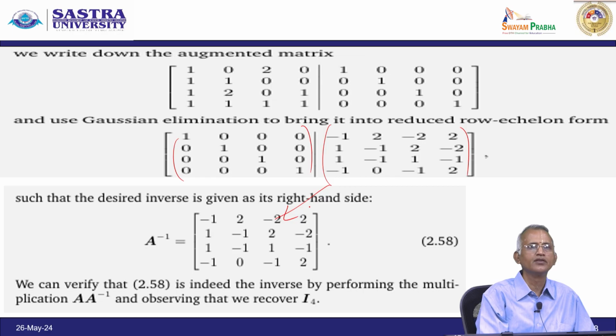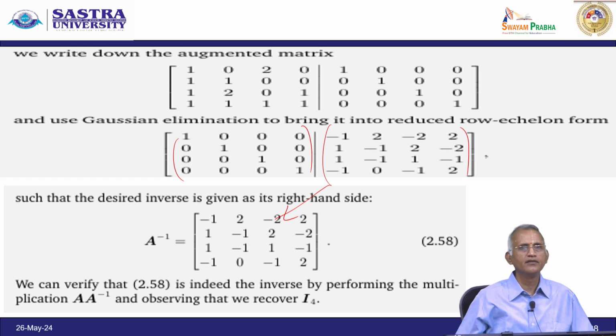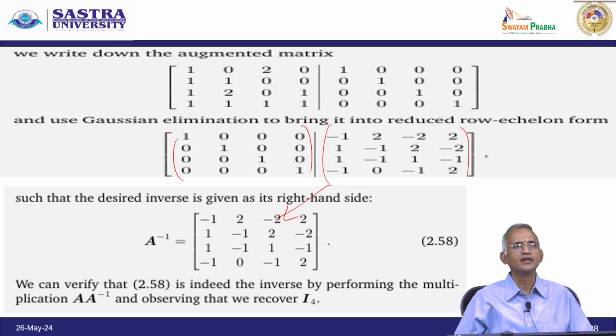So, A inverse equals minus 1 2 minus 2 2, 1 minus 1 2 minus 2, 1 minus 1 1 minus 1, minus 1 0 minus 1 2. We can verify that 2.58 is indeed the inverse by performing the multiplication of A and A inverse and observing that we recover I4. So, we can easily find the inverse of the matrix with the help of Gauss elimination.